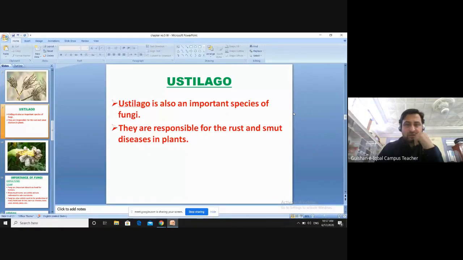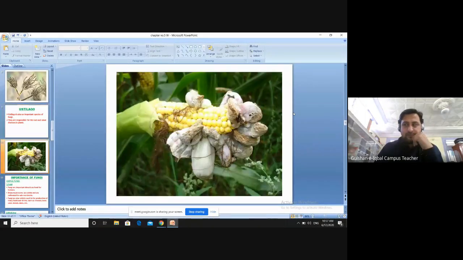Let's see what Eustilago looks like. Here's a diagram in which you can see that a maize is being surrounded by the fungus. This fungus is known as Eustilago. It can damage the plant, it can damage the seed, and you will get nothing out of this plant. So if they increase in number, they can damage a wide range of crops, a wide range of fields where you get the food. So that food you will not get, because it will be damaged by the fungus.